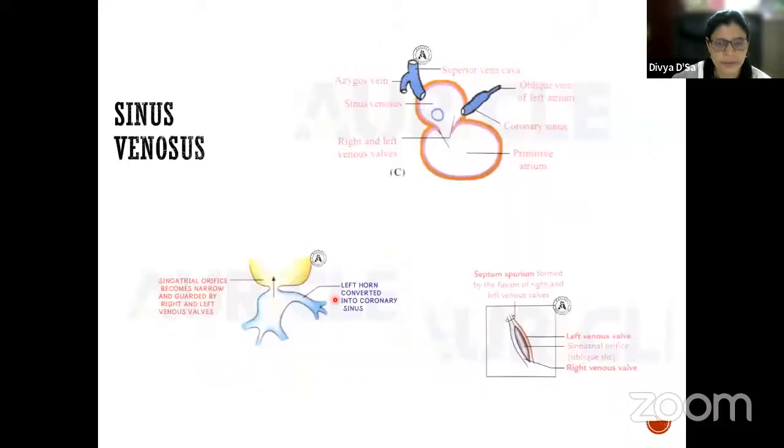And then, the left horn gradually becomes the coronary sinus. The left umbilical vein and the left vitelline vein disappear on this side. And the left common cardinal vein remains as the duct of Cuvier, or we also call this the oblique vein of the left atrium. Here in this portion, the sinoatrial orifice becomes very narrow and it is guarded by these two valves, the right and left venous valves. This one.